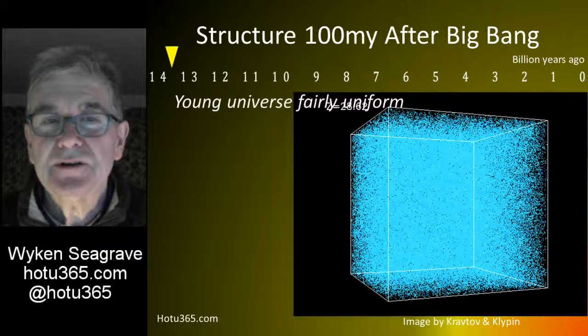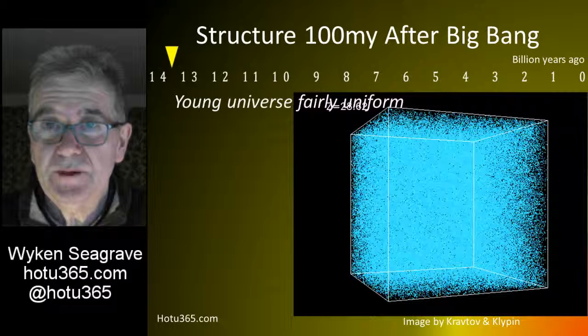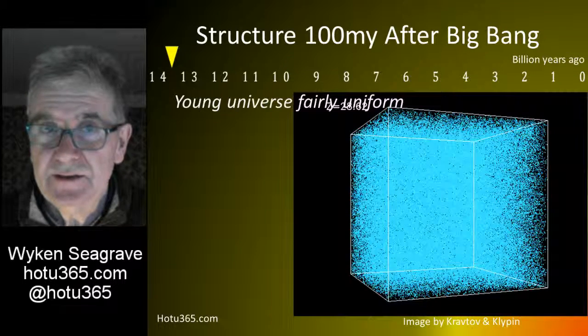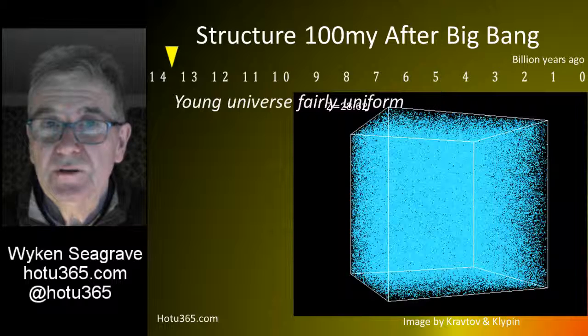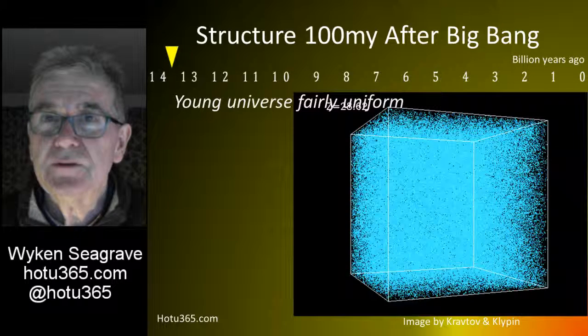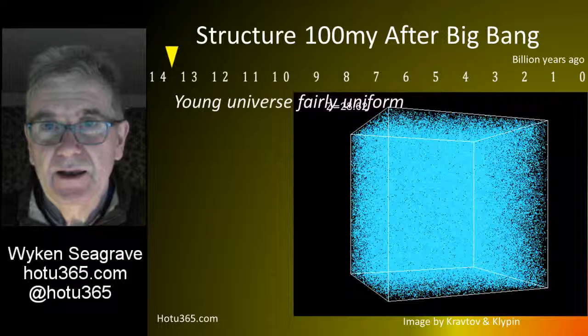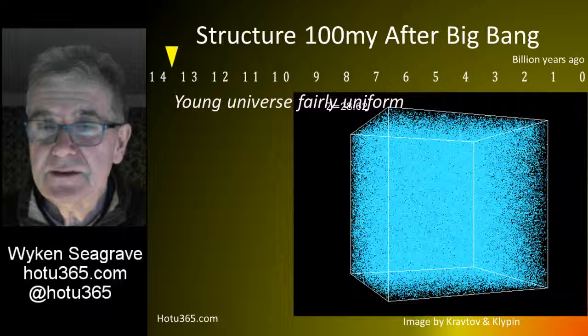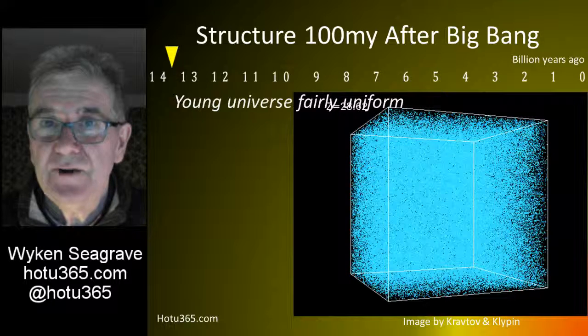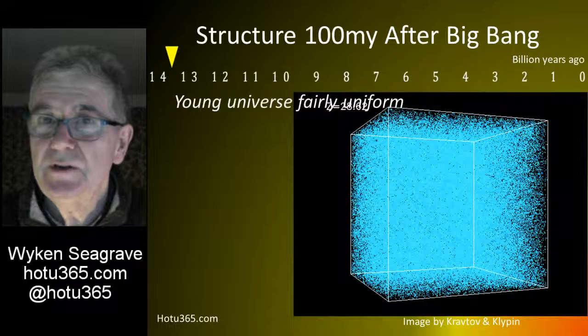When the first stars formed, the universe was like this. Each dot represents a star. The universe was almost uniform, almost the same everywhere. There were no galaxies, just these very large, short-lived stars which we've already seen.